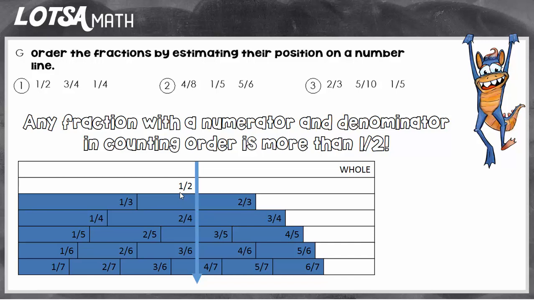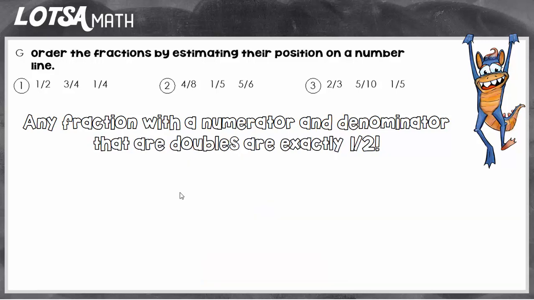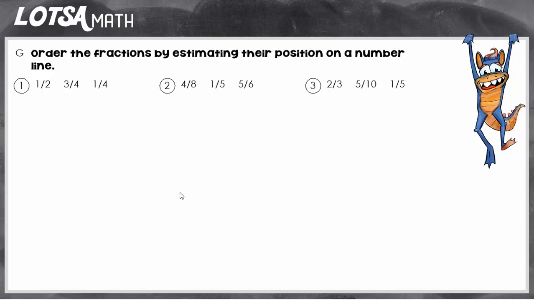And there's one more rule that you already know, and that's any fraction with a numerator and denominator that are doubles are exactly a half. So if you know these rules, it's going to make these problems a little bit easier. So we're going to put them in order by estimating their position on a number line.